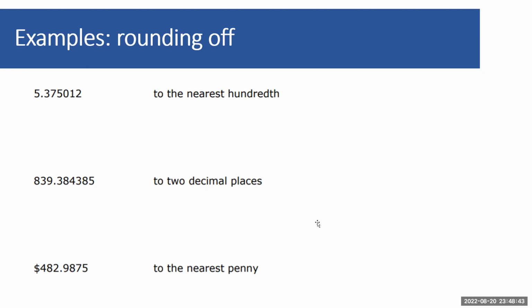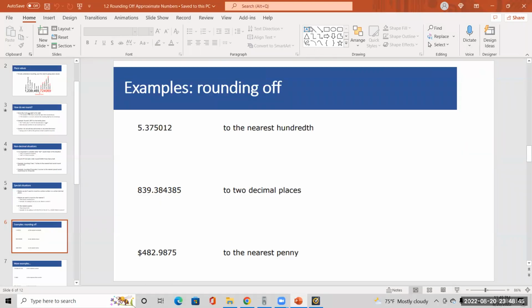If we went to round here, I'm going to take us out of this so I can type. The nearest hundredth is going to be the second decimal place. So we have 5.375 and something. The 7 is what we want to round, and we see a 5. So we're going to have 5.38. Okay.